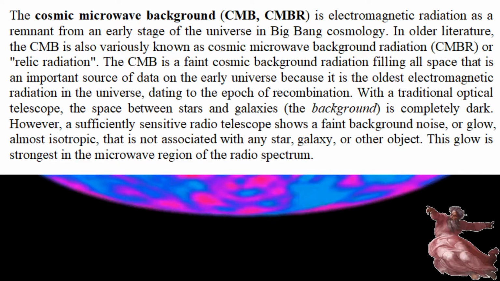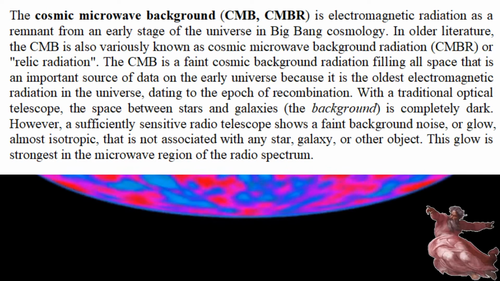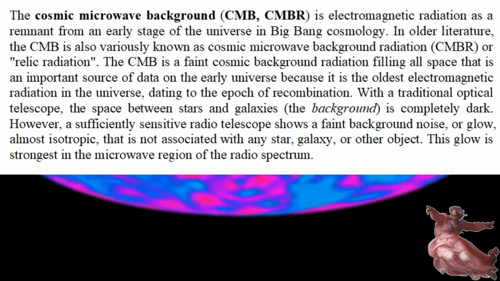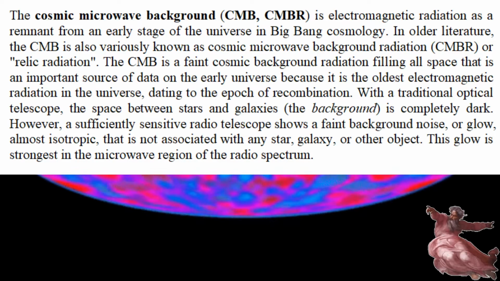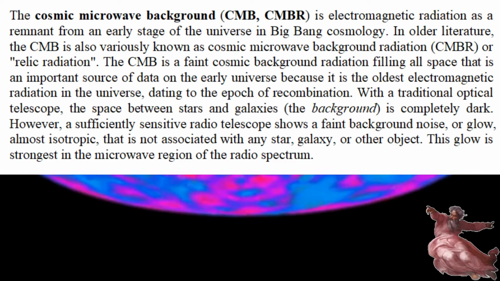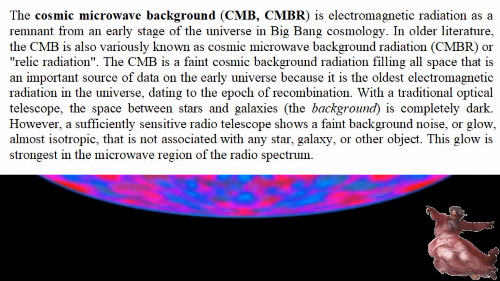But it says the following. In older literature, the CMB is also variously known as, well, you've got another name, relic radiation, again because it's a relic from the original Big Bang. The CMB is a faint cosmic background radiation filling all space that is an important source of data on the early universe. That's when God created. So I'm going to leave God down there if you don't mind, because he created this. That's what religious folks say, that all they've done is prove that God does exist. They like the Big Bang, and they like all the proofs that the mathematicians are providing for the existence of God.